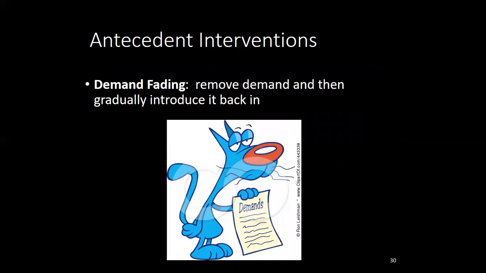Antecedent interventions, demand fading, is very important for compliance and work one step at a time. It's very important to take away the demand at first very gradually. Reintroduce it very gradually and ask and reintroduce in small steps or chunks to get that compliance. We need to be very careful not to rush this process, though. I always say baby steps. Changing behavior does take time.